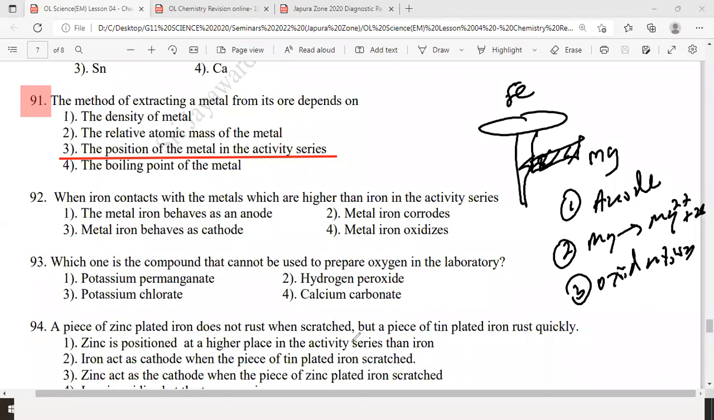So the most reactive metal acts as anode. Then what will happen to iron? Iron acts as what? Cathode. When magnesium acts as anode, iron acts as cathode. But iron is not going to undergo any reaction here. Near the iron nail, who will gain electrons? Oxygen and water. Oxygen and water receive electrons and become 4OH minus. So this is a reduction reaction. This is the cathodic reaction.